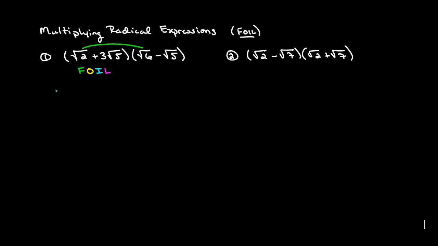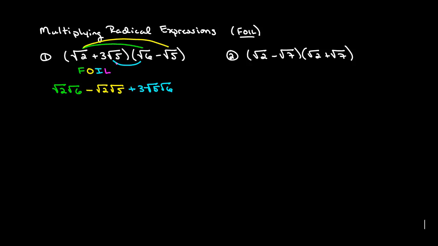The F stands for first, so we'll multiply the first two guys together, which is square root of 2 and square root of 6. The O stands for outer, so we'll multiply the two outer terms together. And now we're going to use a negative here because this guy's negative, so negative square root of 2 square root of 5. And then we have the inner, which is going to give me a positive 3 square roots of 5 times the square root of 6.